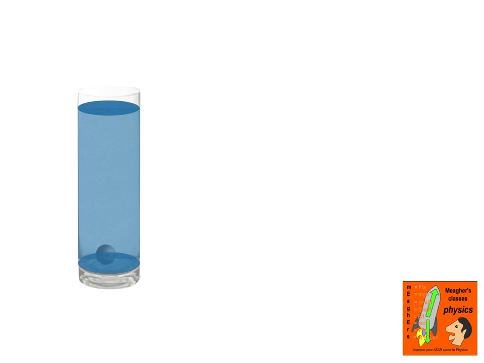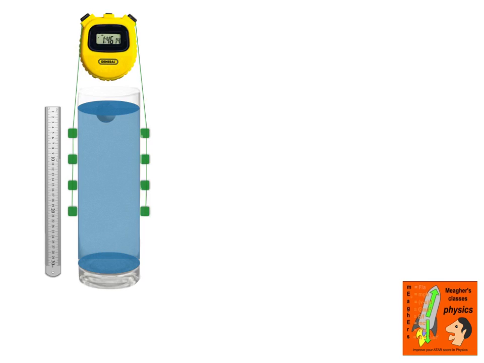We could put a rule at the side and measure the displacement of the object as it fell. We could place sensors and a stop clock above it and measure the time as it fell. So there we'd have two pieces of data which we would have collected. We would have collected the displacement and we would have collected the time.